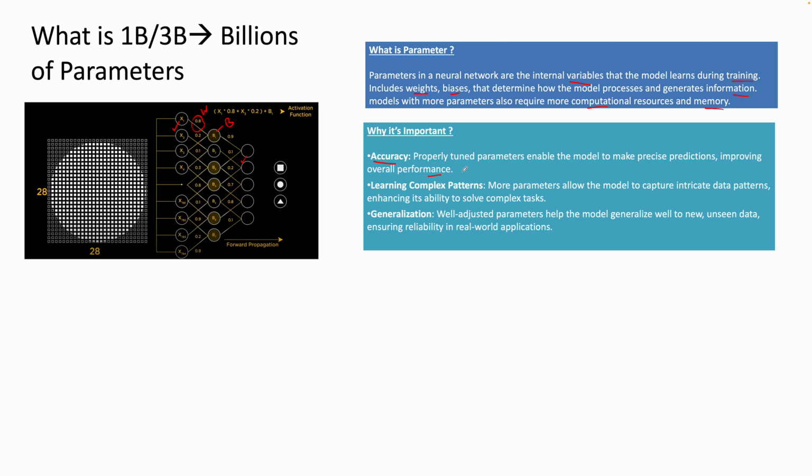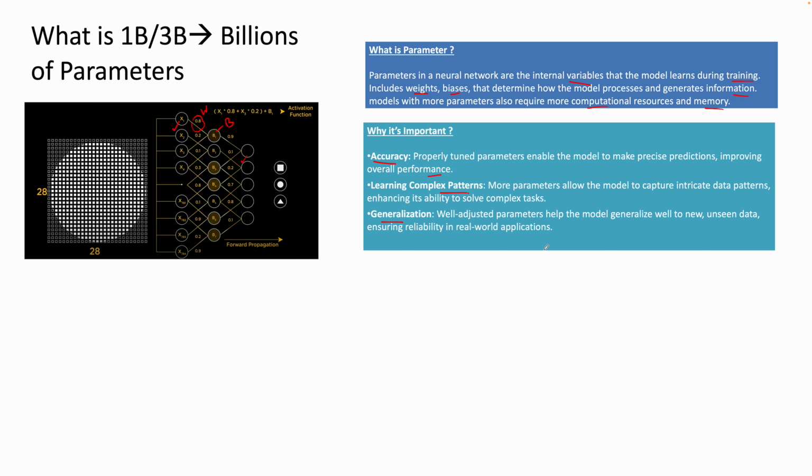If you have more parameters, properly tuned parameters, obviously your decisions will be more accurate. It helps in learning complex patterns. Pretty simple. If you're talking about simple things, obviously you don't need that many parameters. But if you're talking about complex things, complex calculations, then the more parameters, the better it would be for you, right? And also generalization.